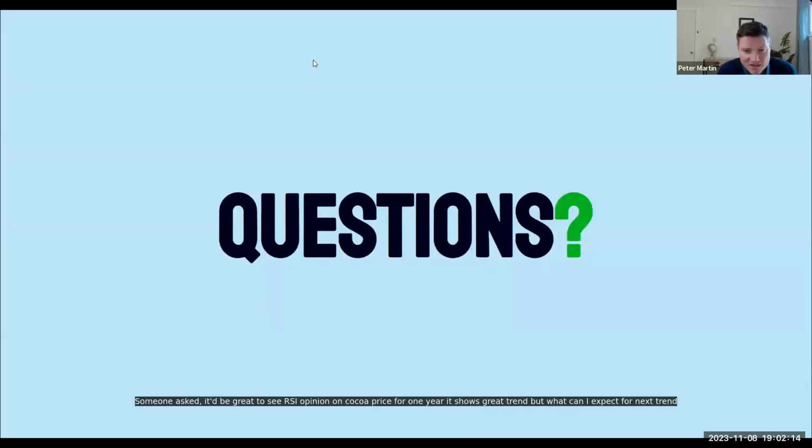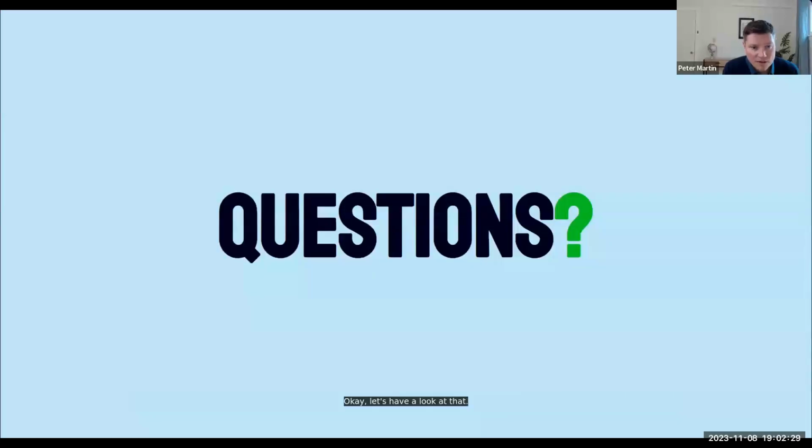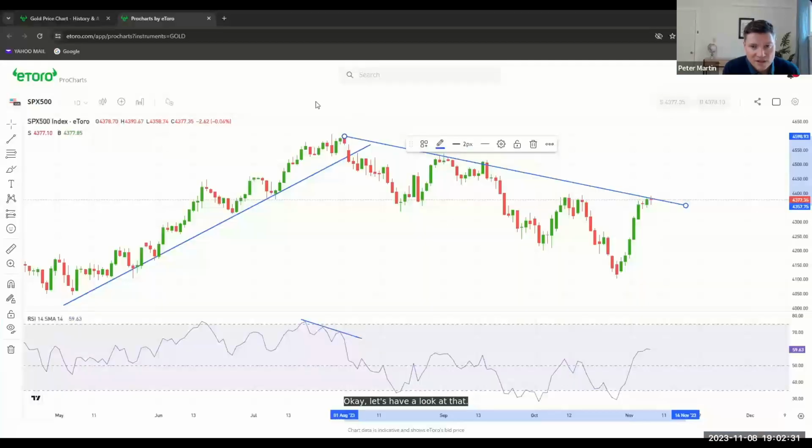Someone asked, it would be great to see RSI opinion on cocoa price. For 1 year, it shows great trend, but what can I expect for next trends? Okay, let's have a look at that.